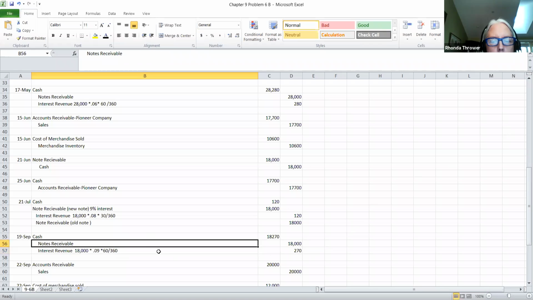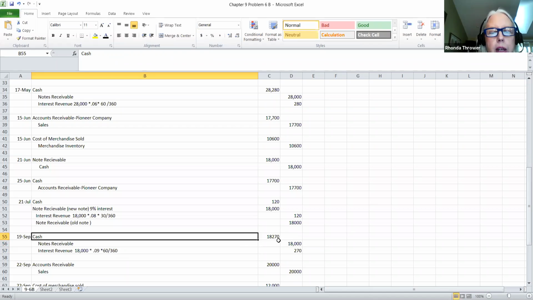The interest would be added back to the face of the note. Notice notes receivable is credited for the $18,000 because this note right here is going away. And the two of these together is what we call the maturity value. That's the cash that we are receiving for $18,270. The principal of the note plus the interest is the maturity value, and that's the cash that we are receiving off of this note.